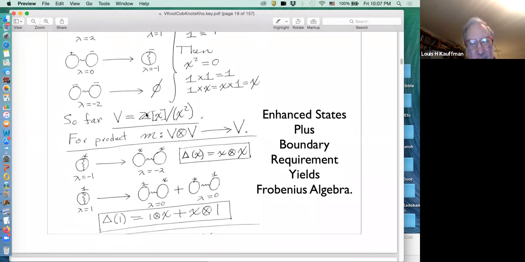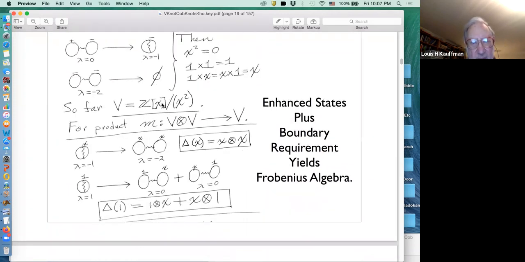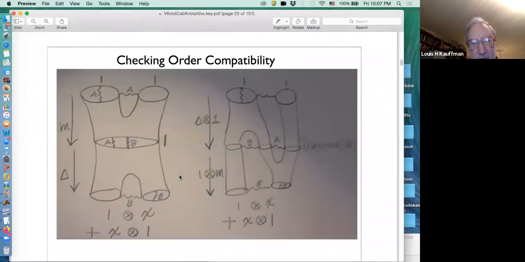So we end up summarizing the boundary structure in this little algebra, Z[x]/(x²), with this coproduct structure. And that's a nice way to keep it in mind. And then we checked order compatibility, in the sense that if you did the local boundary on an A smoothing first and then on another A smoothing after that, you get the same result as the other way around.